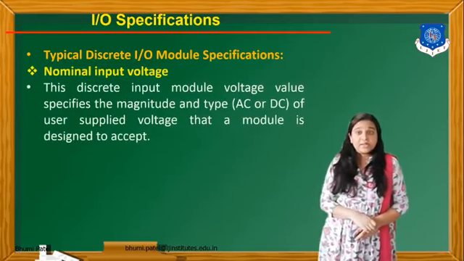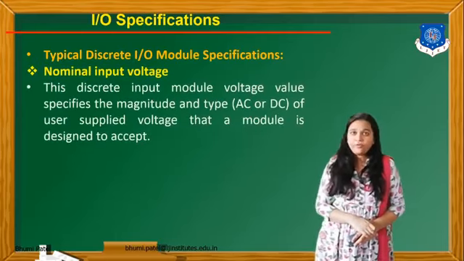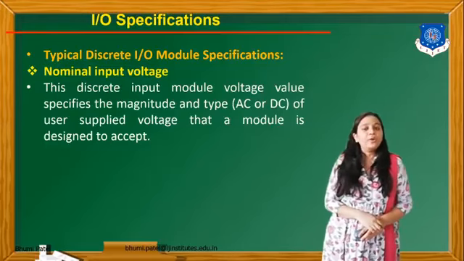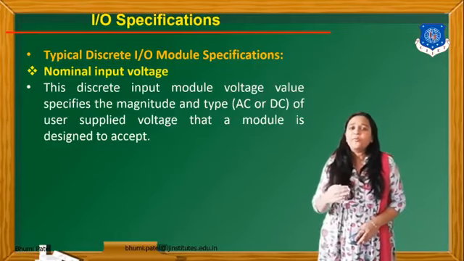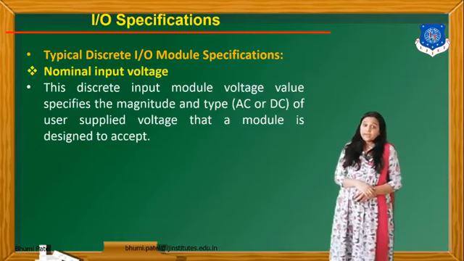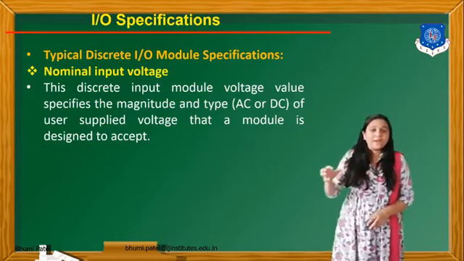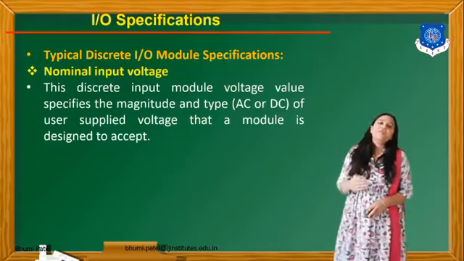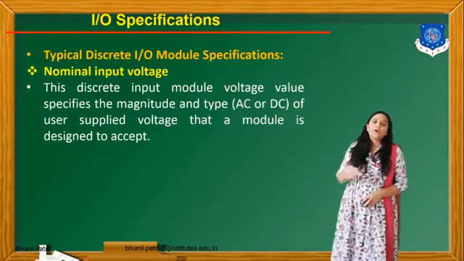Okay, so the discrete input module voltage value specifies the magnitude and the type of the user supply voltage that a module is designed to accept. So which type of module we have used in the particular system, we can connect, or they will specify the magnitude and the type of the supply voltage. Which type of voltage we have connected, AC or DC.